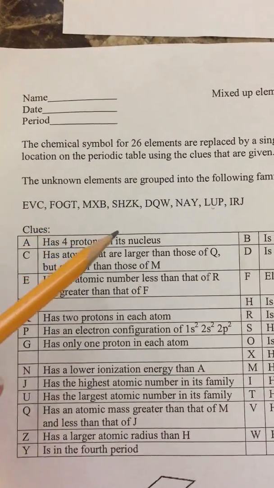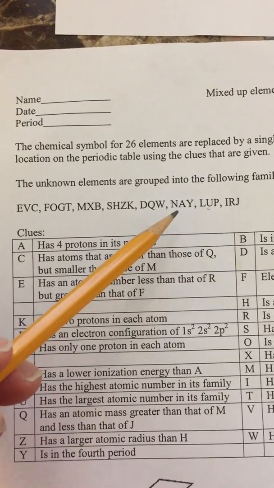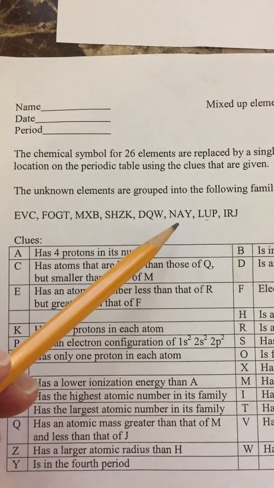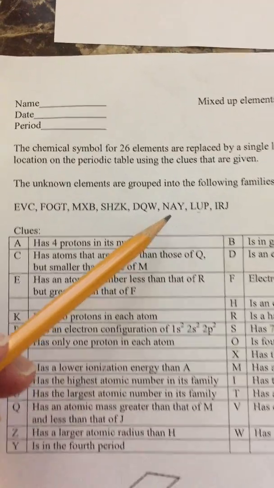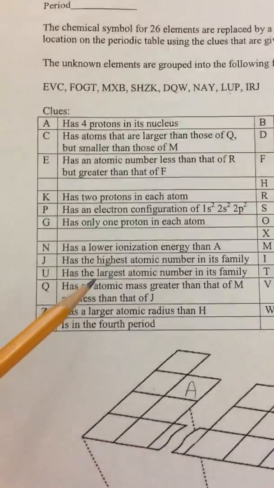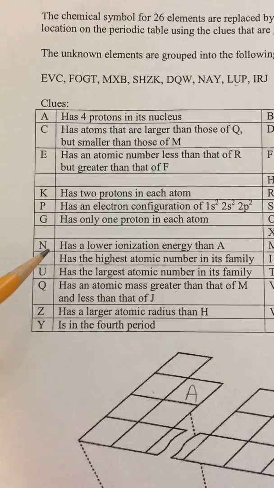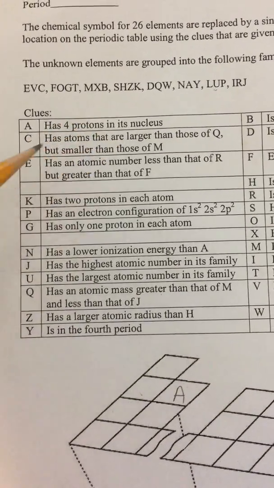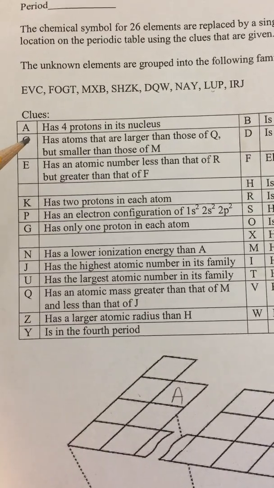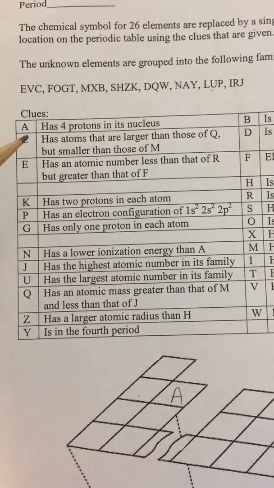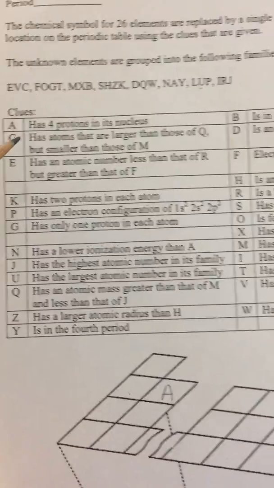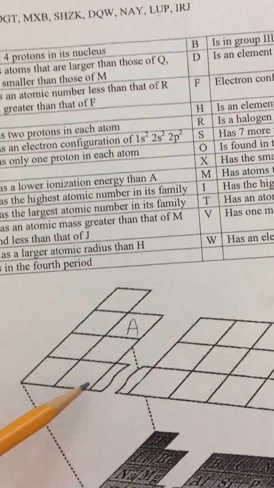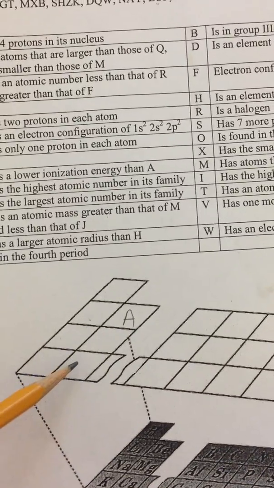As you go back up to here, you will notice that A is in the same group with N and Y. So what we want to do now is look at the clues for N and Y. So N has a lower ionization energy than A. What we know about ionization energy is that it decreases as you go down a table. So what that means is N could be here or here based on that clue.